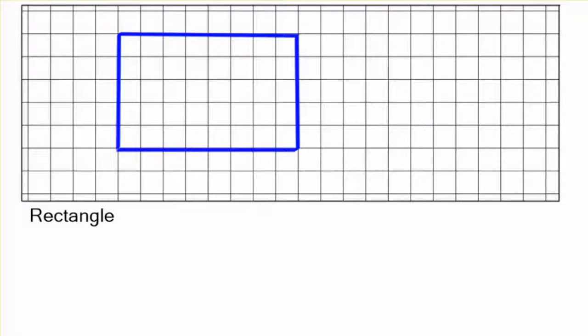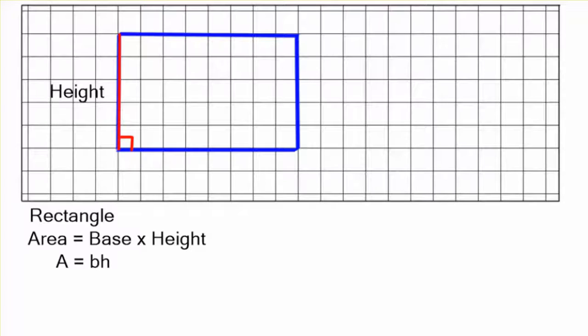Well, to get the formula, let's start with something you already know, a rectangle. A rectangle's area equals base times height. A equals B times H. So we have a height, we have a base. The area of that is just base times height. Very simple. But what if that base is longer than its opposite side? Well, now we have a trapezoid.